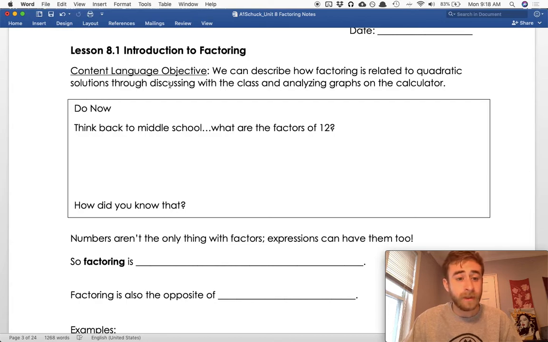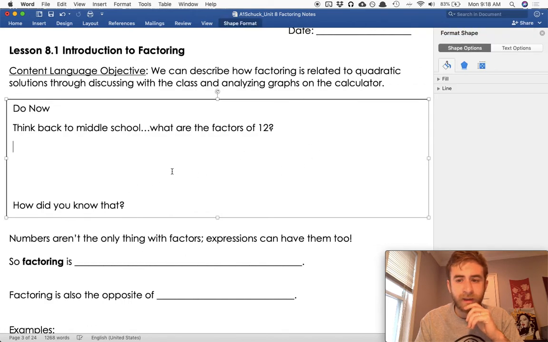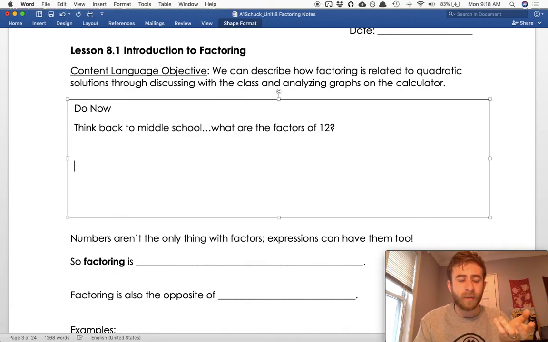Okay, so for the do now, it says think back to middle school. What are the factors of 12? Why did that pop up? So take a minute, see if you can list out all the factors of 12, and then we'll discuss it in a second. Okay, so factors of 12.